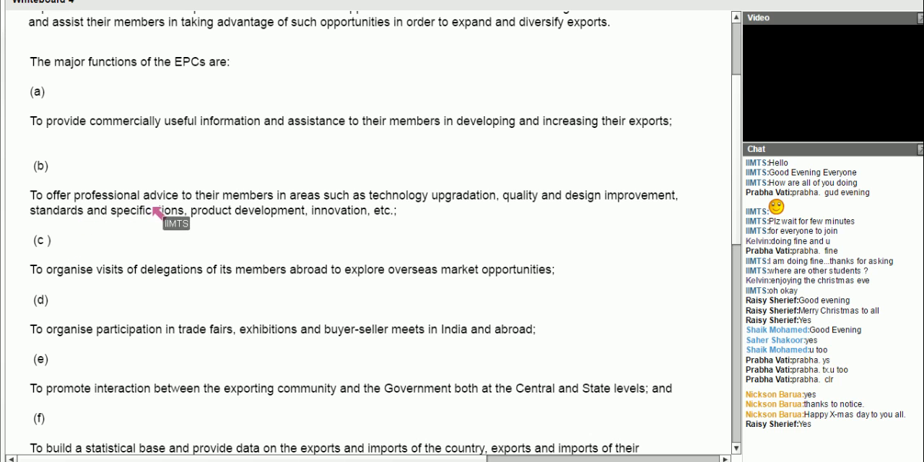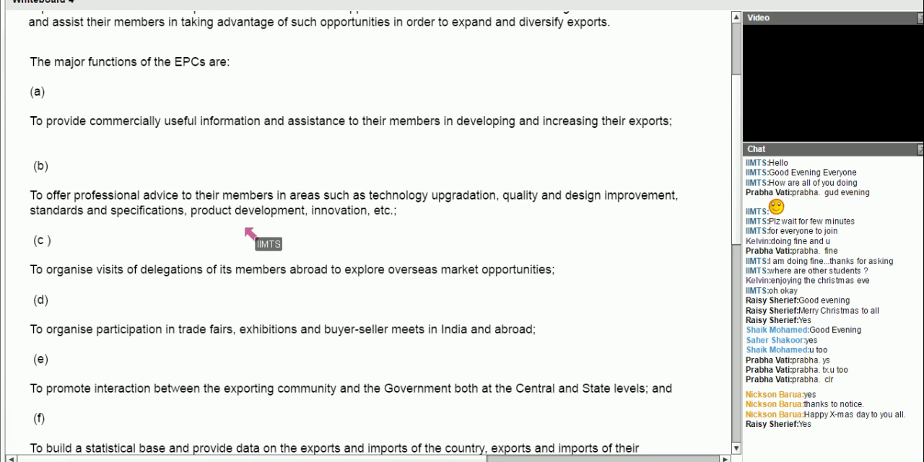Second function, to offer professional advice to their members in areas such as technology upgradation, quality and design improvement, standards and specification, product development, innovation, etc. So apart from that, they also help their clients or the members who have registered under them with reference to technology upgradation, because they are in the market and they are in a better position to observe the technology being used by exporters in other countries, and then they can compare both the technologies of other countries' exporters and their own country exporters, and then recommend the best suited technology.